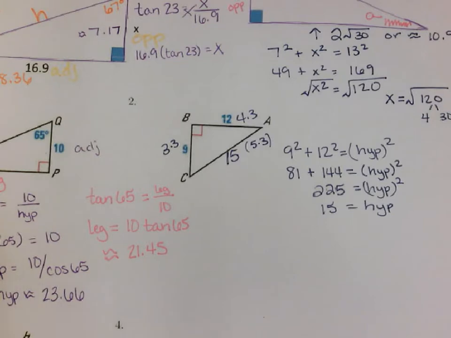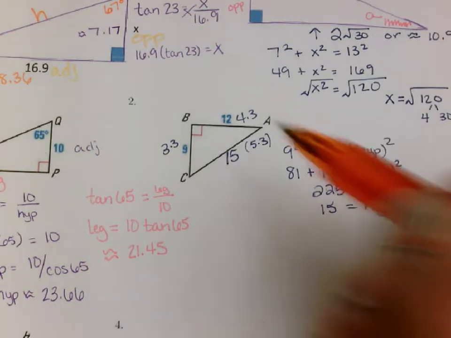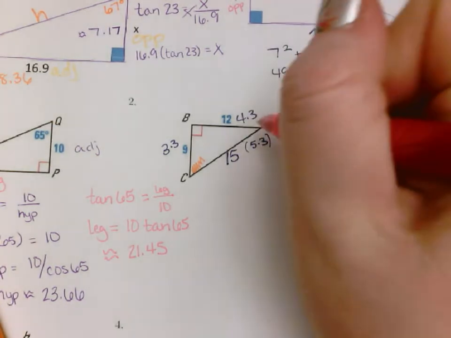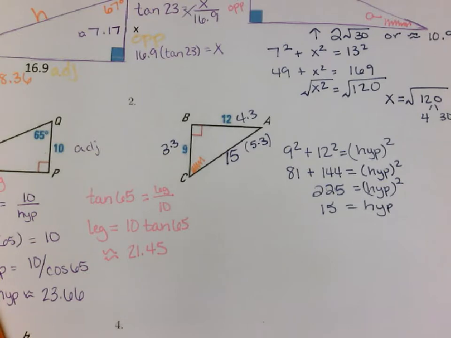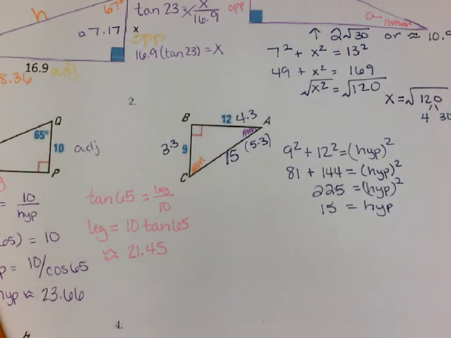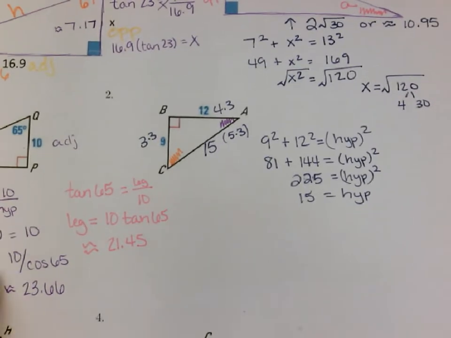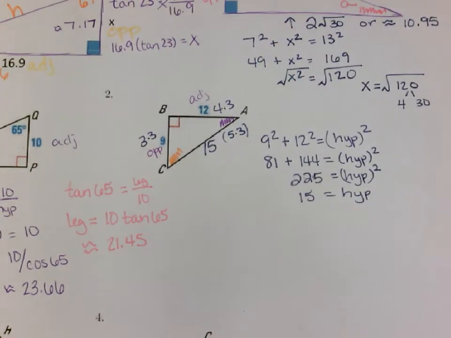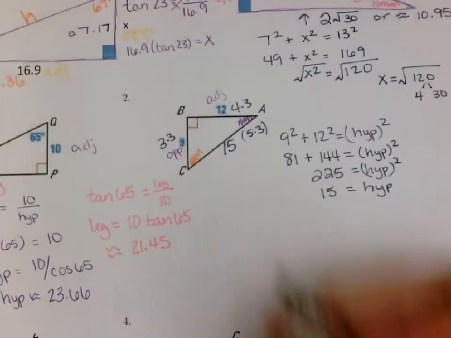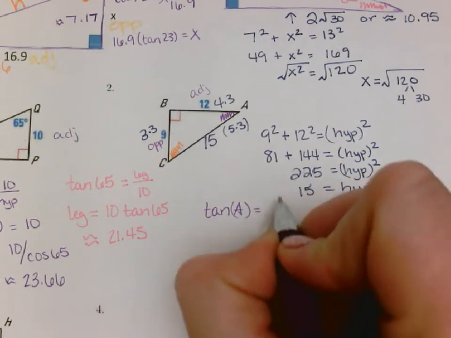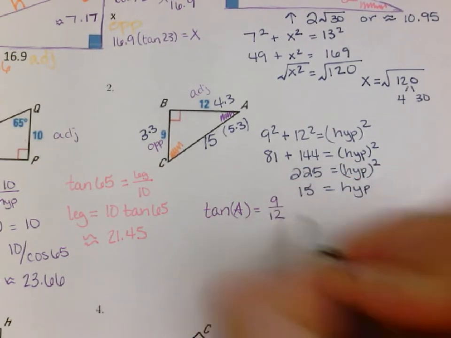So now once again, either A or C. Angle C I'm going to do in orange. Angle A, let's do that one in purple. So, based on angle A, this would be opposite. This would be adjacent. So based on that, to find angle A, tangent of A is equal to 9 over 12.